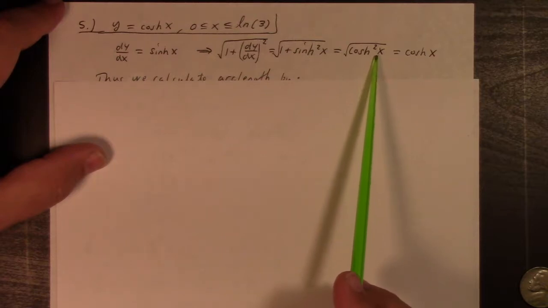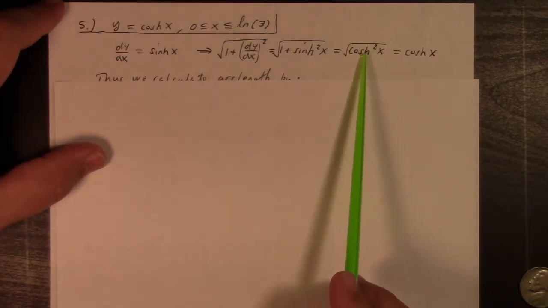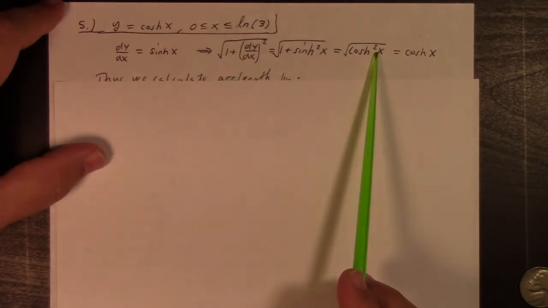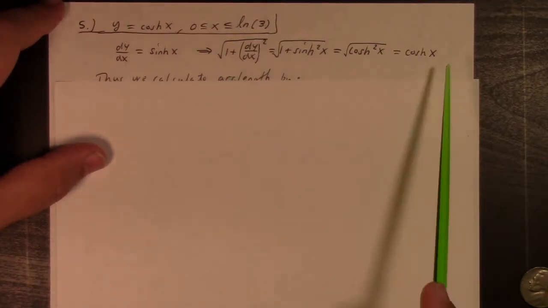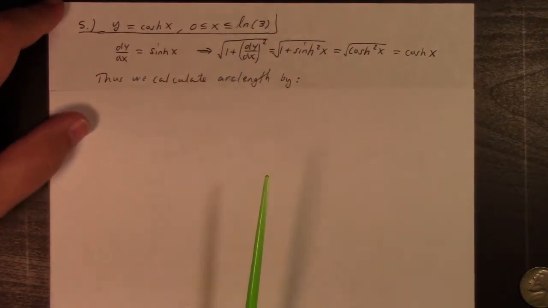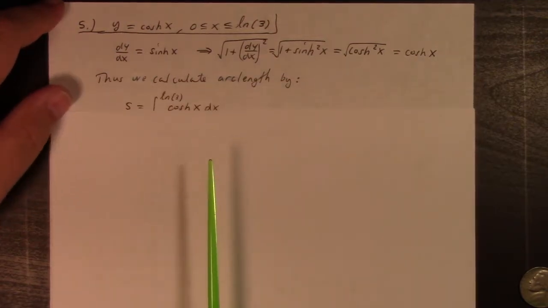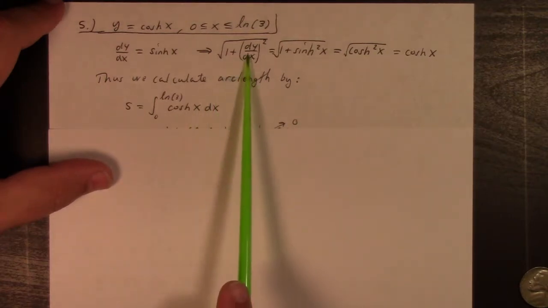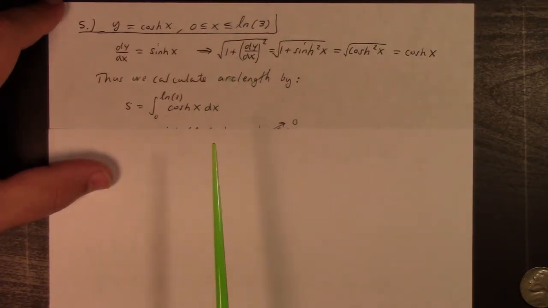Because hyperbolic cosine is always positive, generically speaking, when you take the square root of something squared, you get the absolute value. But the absolute value of cosh x is just cosh x again. So anyway, we have to calculate the arc length by integrating this, which is actually that.